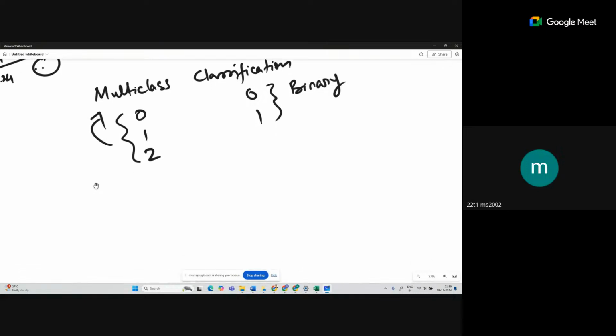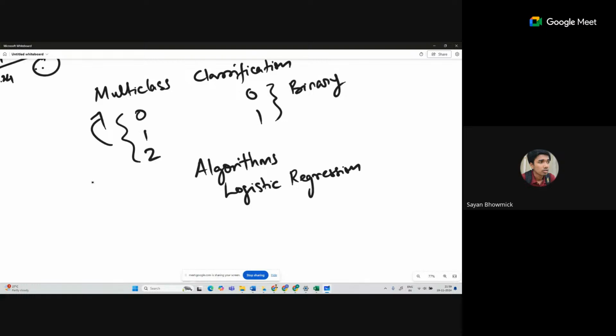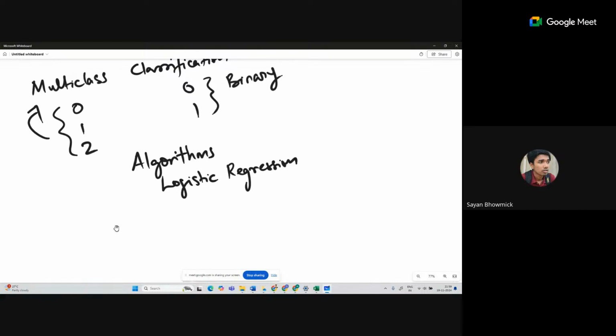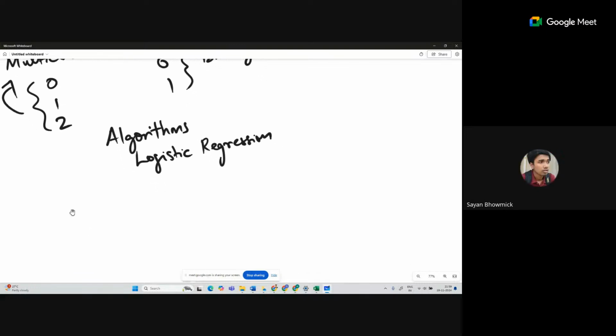When you have multi-class, what kind of algorithms can you use? Can you use logistic regression? We need to put the proper parameter, which is multi_class equals multinomial, using sklearn. So we have to put multi_class equals multinomial. There is a parameter.